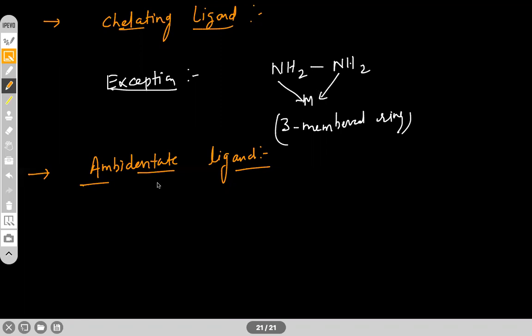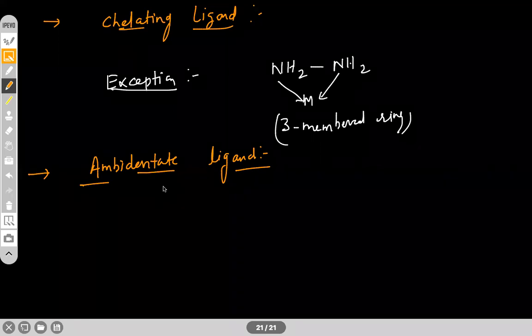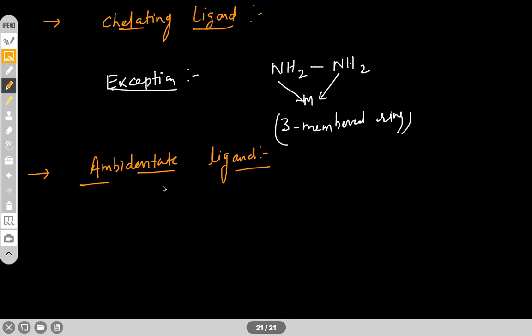So ambidentate ligands are what? Write down: the ligands which have more than one donor atom or sites. More than one donor atom or site available, but while forming a complex, only one donor atom is attached to the metal ion.